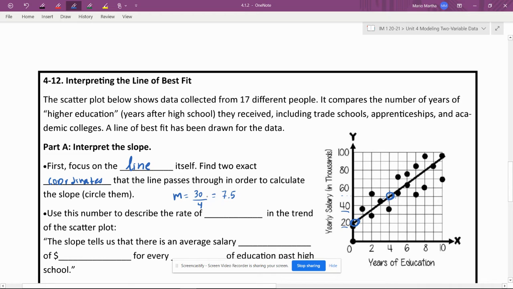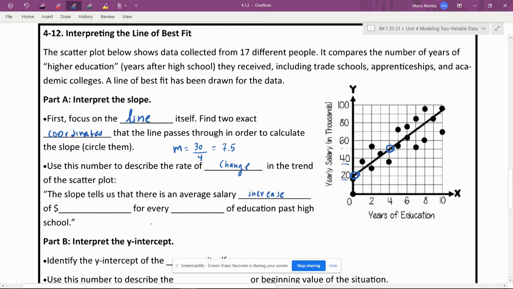All right. So in this case, it says use a number to describe the rate of change, right? The rate of change in the trend of the scatter plot. The slope tells us that there's an average salary increase, right? Because it's going up, an average salary increase of, in this case, 7.5 or 7,500, right? Because it's in the thousands, 7,500 for every year of education past high school.